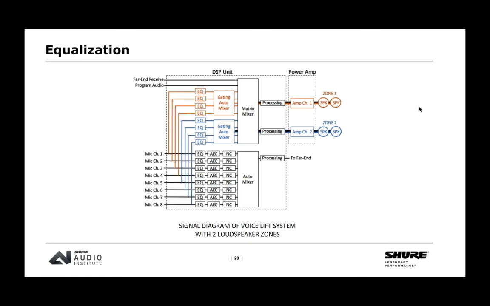Here's an example of two different paths with respect to equalization. The one path is directly to the codec, and you can see we have EQ, the acoustic echo cancellation, and the noise reduction as part of that signal chain directly feeding the codec.